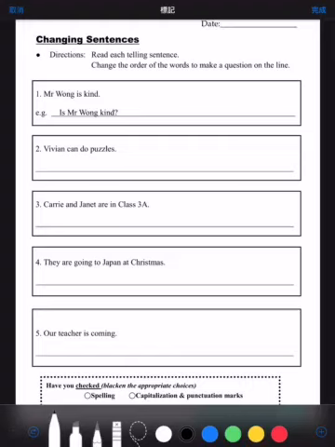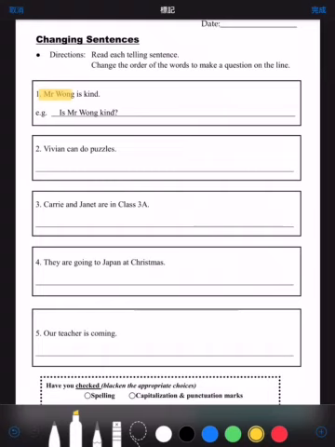Alright, for SW page 1, we're going to change the telling sentences into questions. So we need to change the order of words to make a question on the line, and they are yes/no questions. Let's look at the example. Mr. Wang is kind. So in this sentence, the subject is Mr. Wang. We're mainly talking about Mr. Wang. So let's try to identify all the subjects in different sentences.